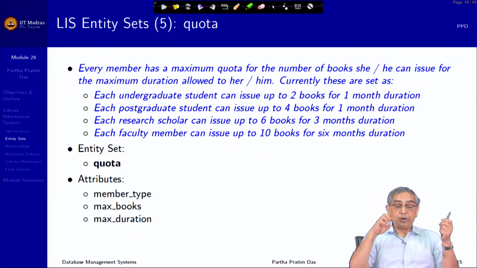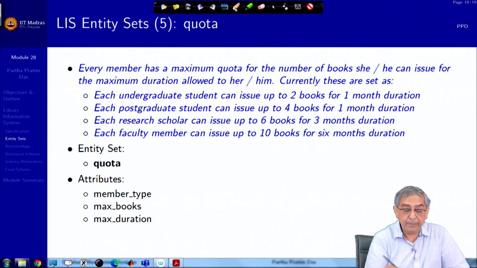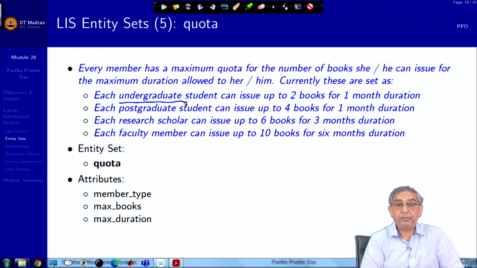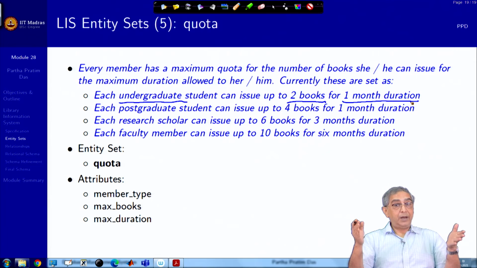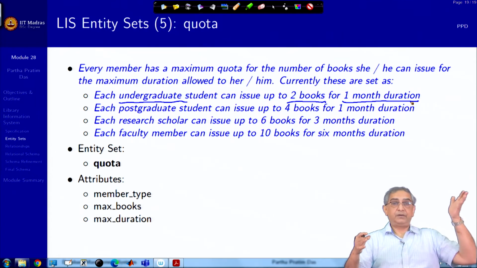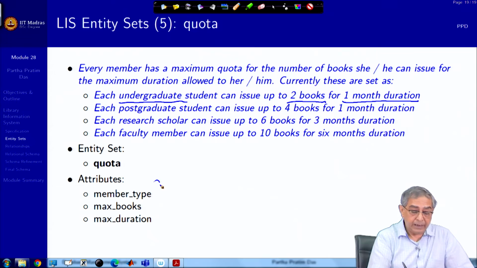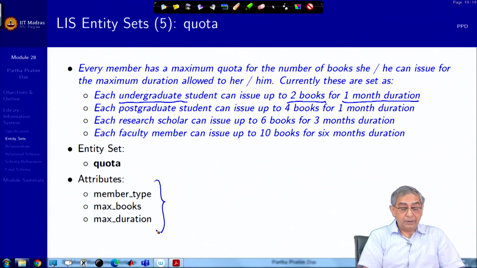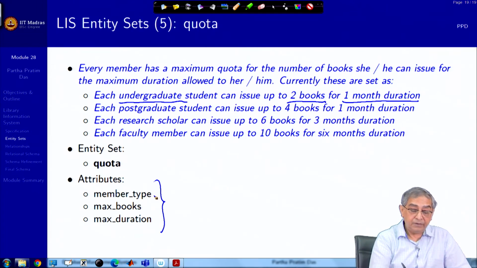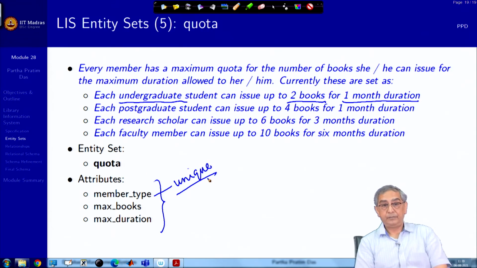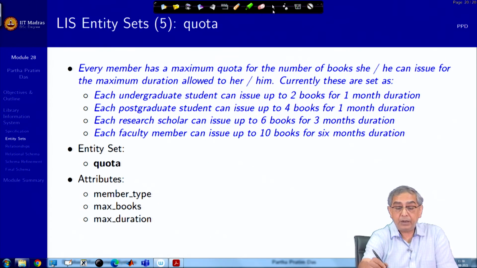So, you identify this as a quota, and what does it depend on from the statement? To describe a quota, you need to know the member type, you need to know how many books, and you need to know for how much time. So, these turn out to be your three attributes, which are not as clear as you had in the description of student or book or faculty. That is how you get these. Now, the question obviously is what is the unique one? Obviously, member type will have to be unique, right? Because you cannot have two different quotas for the same member type. So, this is your quota design.